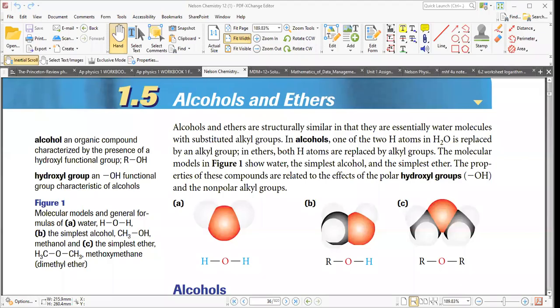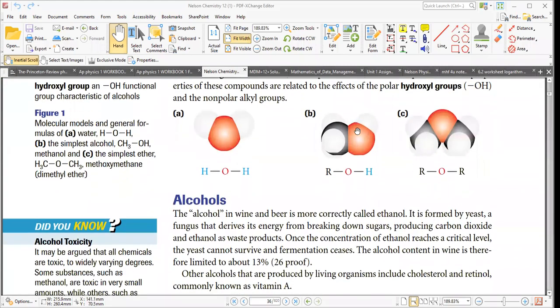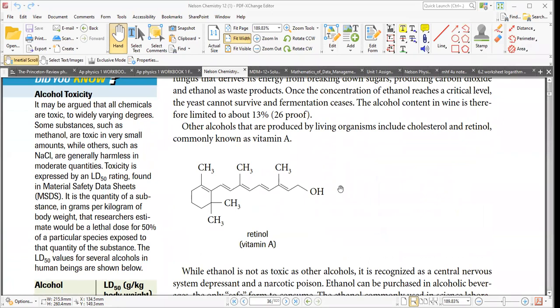Okay, 1.5 alcohols and ethers. We want to see what is the alcohol. Any hydrocarbon attached to an OH, like here is the hydrocarbon, right? Attached to the OH, it is alcohol.